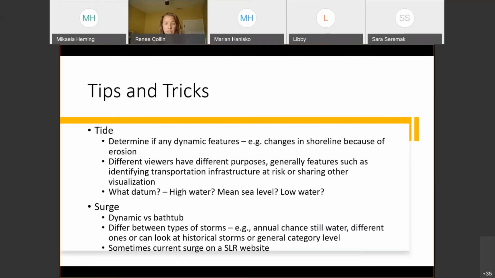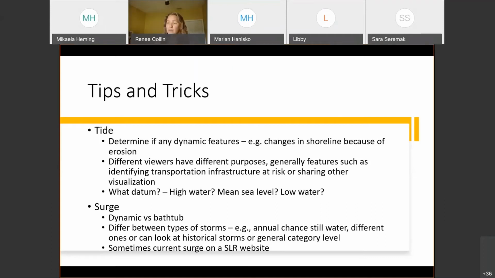Different viewers of sea level rise generally have different purposes. Sometimes they are specific for identifying transportation. That's a lot of what the GeoPlan sea level rise sketch tool is about. Then there's the sea level rise viewer from NOAA, which we'll look at, and that one's really focused on just visualizing what high tide will look like under certain amounts of sea level rise.